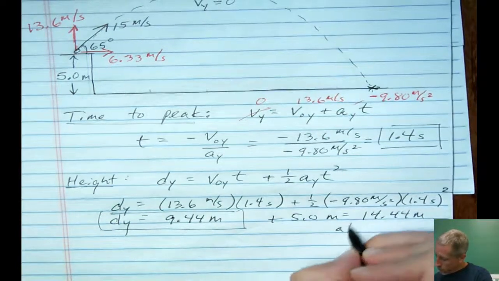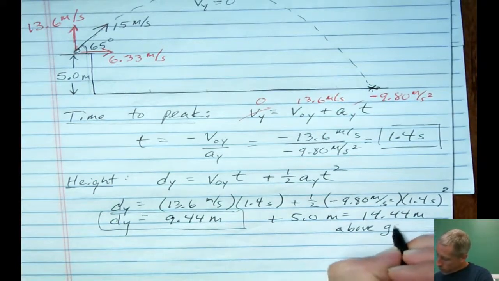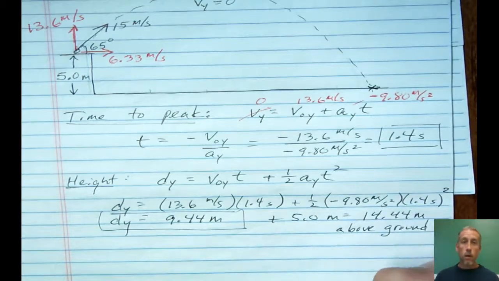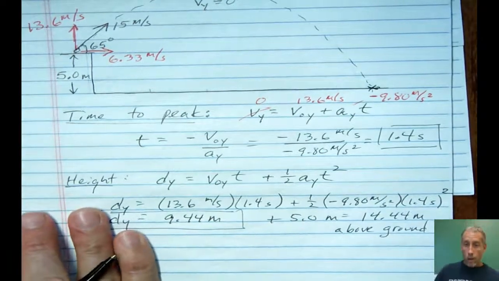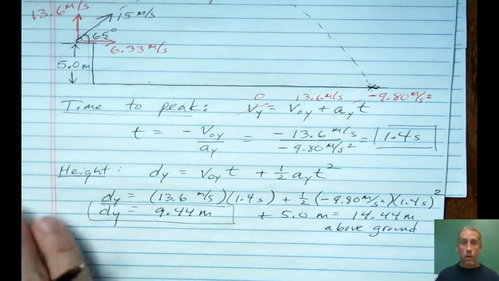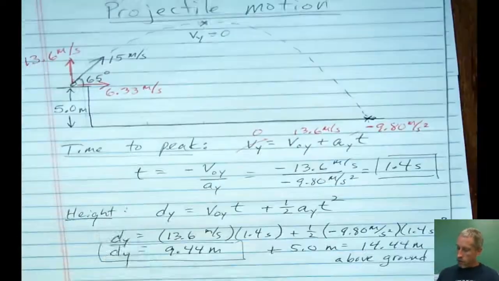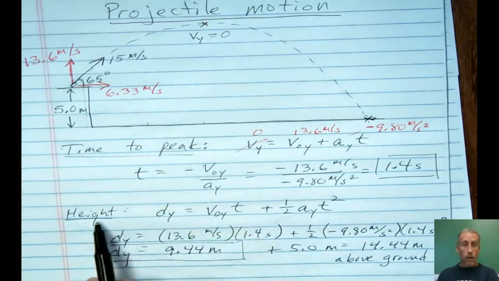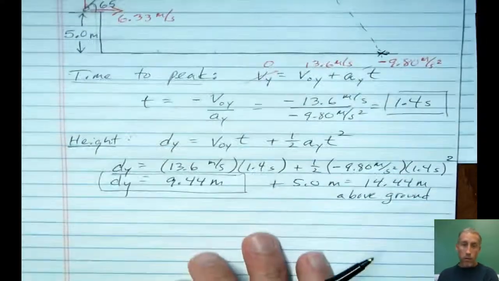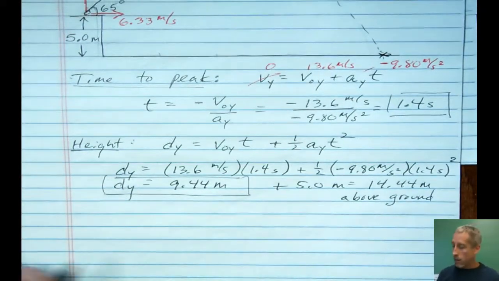So I'm just going to write above the ground. I don't want anything to be ambiguous here, and it's a good idea. A good physics student would write as many words as they write equations and numbers just to clarify what you're doing and what every number represents. This is, you notice here, time to peak and height. I do that just to make it very clear in my instruction, and you as a student can make it clear in your presentation also.